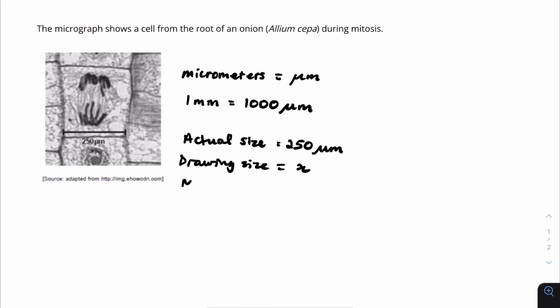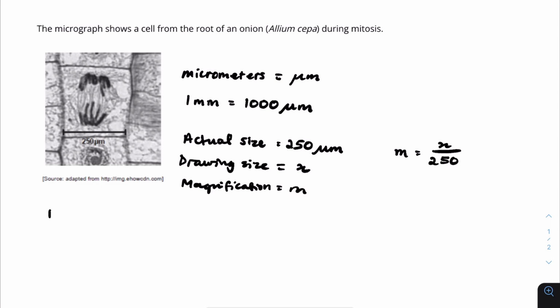And magnification is equal to M. Right now what we have is magnification is equal to drawing size, which is X, over actual size, which is 250. We can't find the magnification until we know what X is, so we need to find a way to find the drawing size. The good thing is that drawing size is basically what you see on the paper, so you can literally just measure it. The scale bar given here extends all the way across the width of the cell, so you just need to get your ruler and measure that.